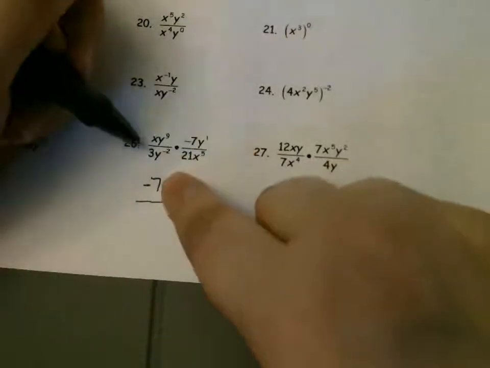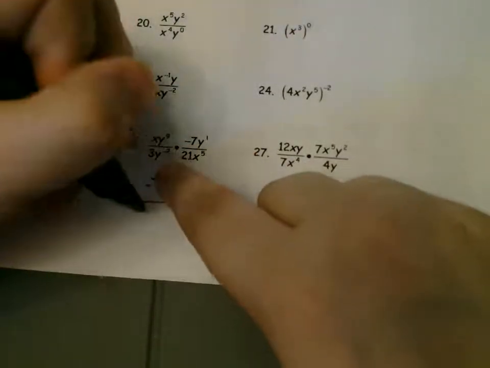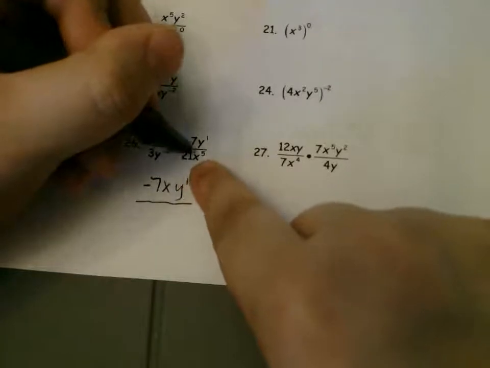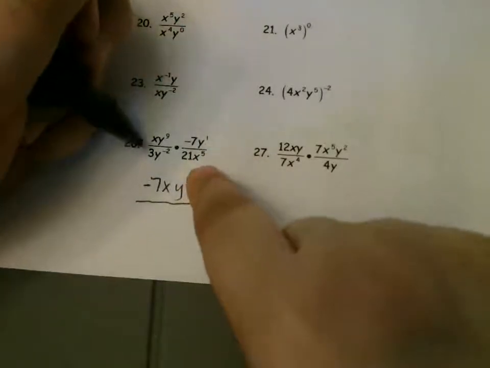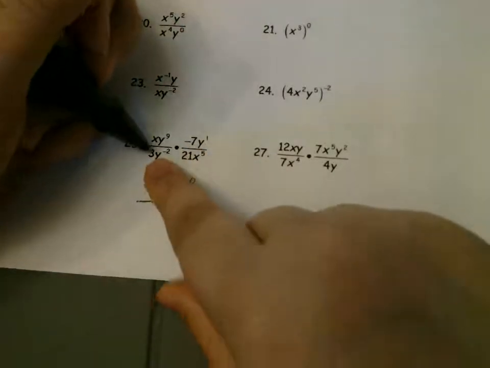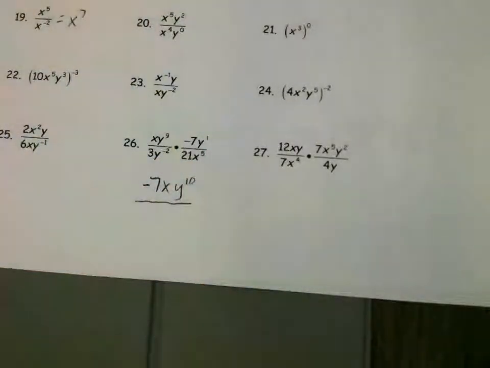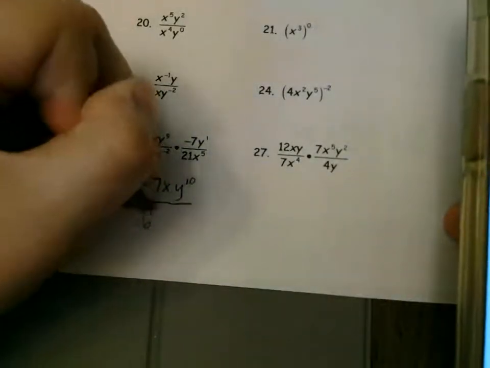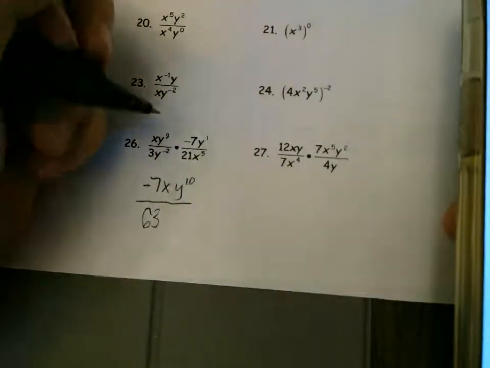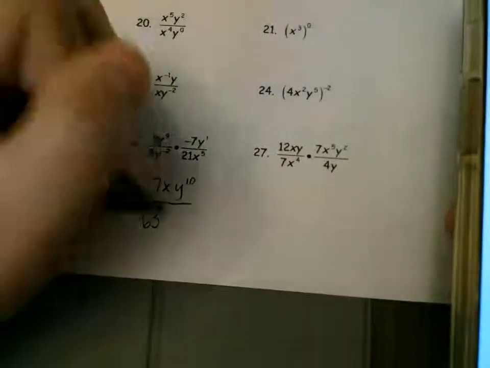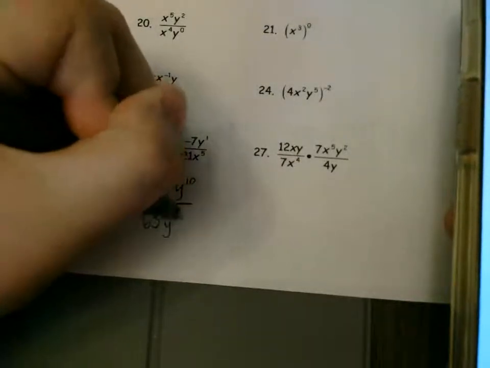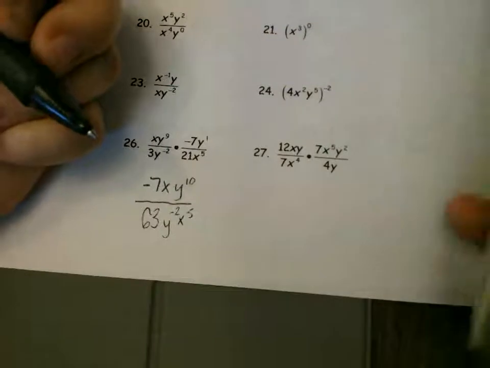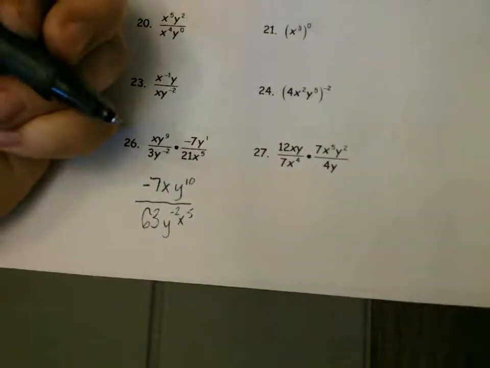And let's multiply the bottoms. 3y to the power of negative 2, 21x to the power of 5. So we need to multiply 3 times 21 is 63. Y to the power of negative 2, x to the power of 5, because there was nothing to work with there. All right.